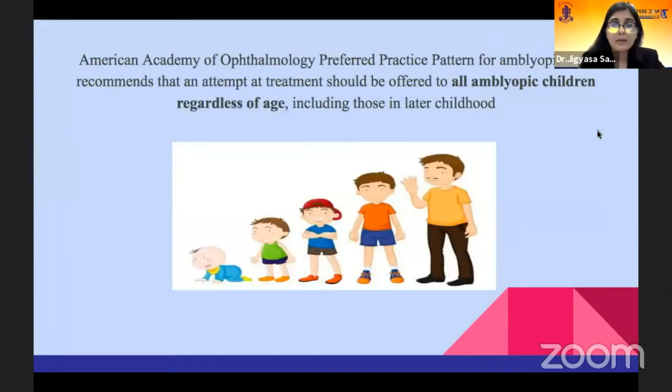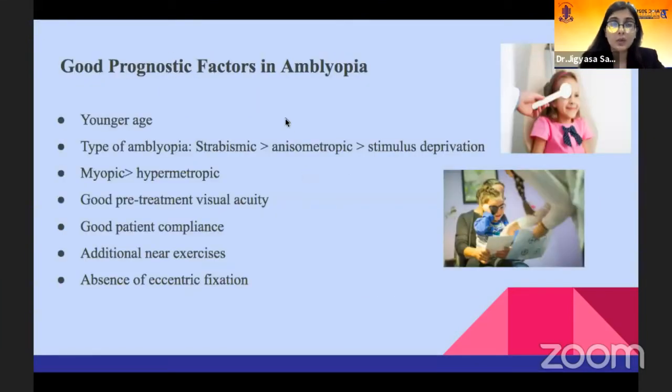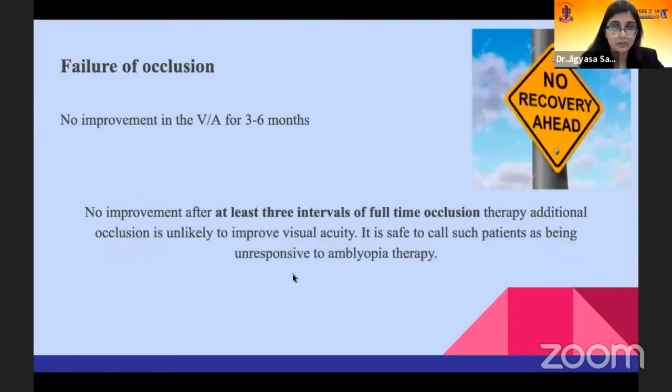The American Academy of Ophthalmology preferred practice patterns now recommend that an attempt at treatment should be given to all amblyopic children regardless of their age, even those in later childhood. So these are a few good prognostic factors in amblyopia: the younger the age, strabismic amblyopia, myopic patient, a good pre-treatment visual acuity which helps in better compliance, good patient compliance, additional near exercises while giving amblyopia therapy, and absence of eccentric fixation.